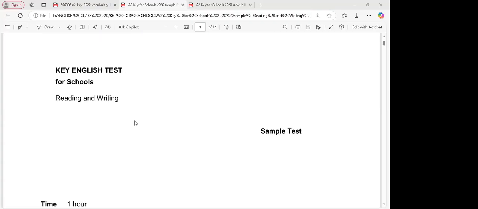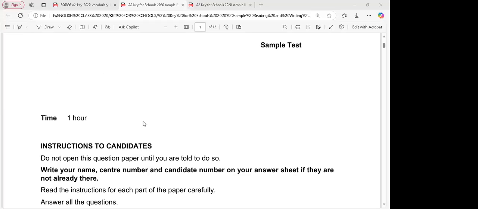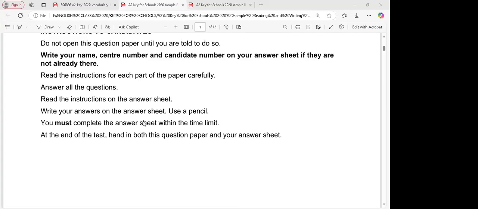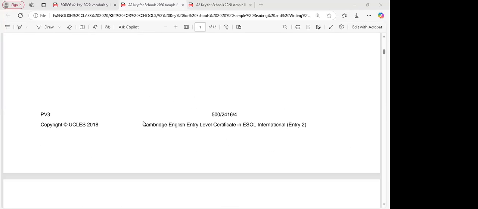So the week before last we did the listening one. Now today we will be doing the reading paper. Probably we'll see if we can discuss the writing paper as well, right? So the reading and writing paper, it says 1 hour. You get 1 hour.